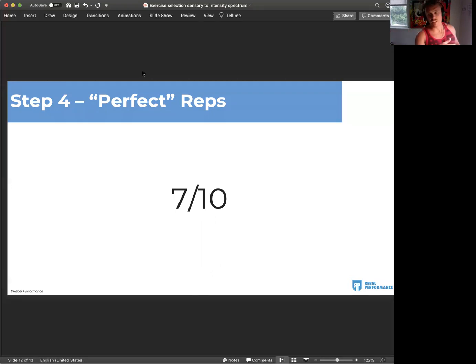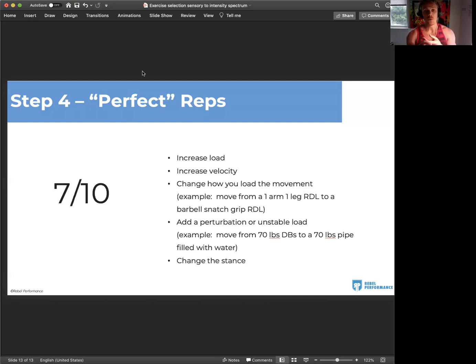So I wanna see 7, maybe 8 reps out of 10 perfect. I need to see 2 or 3 reps where they're having to work and struggle to maintain position and be where they want to be and do the exercise correctly, okay? And so if it's too easy, right, now we can start figuring out what we want to do. Like, I can increase load, that's really easy. I can increase the velocity, because when I start adding load and velocity, maintaining that good position is harder and harder. I can change how I load the movement.